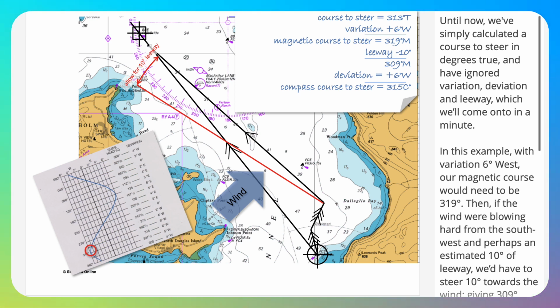Note that leeway is added or subtracted before adjusting for deviation, and when you are applying an adjustment for leeway as part of a course to steer, you add leeway for wind on your starboard side and subtract leeway for wind on your port side. If you get confused by this, draw a wind arrow onto your chart. Then it's pretty obvious what you need to do.